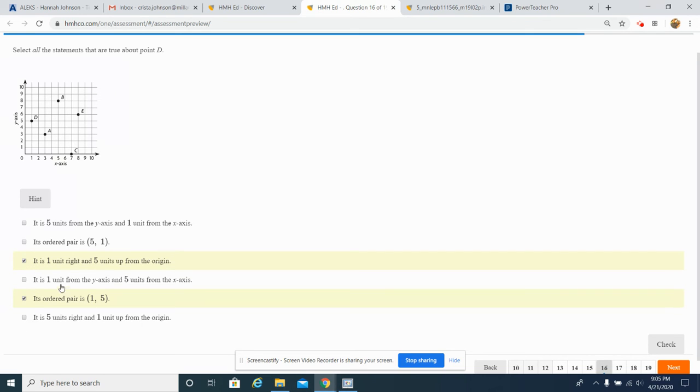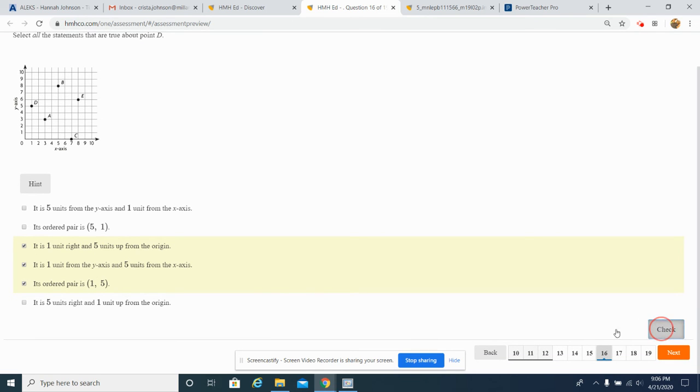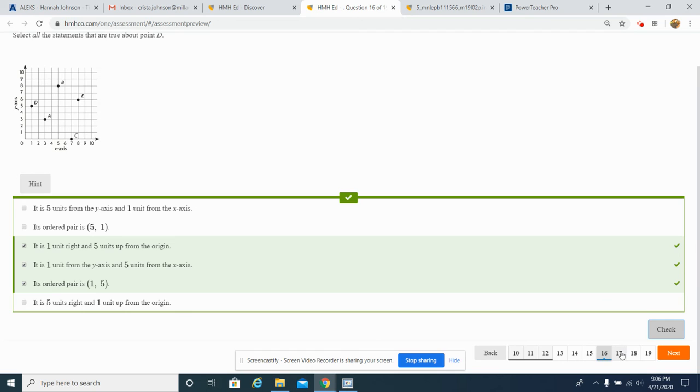It is 1 unit from the y-axis and 5 units from the x-axis. So is it 1 unit from the y, it's 1 over, and 5 up from the x? Let me look at this one again because I'm not quite sure if it is 1 unit right, and 5 units up. Yeah. Okay, and then the last one, it is 5 units right and 1 unit up from the origin. Well, that's not true either, right? Okay, cross your fingers, see if we got it correct. Yes, we got it correct.